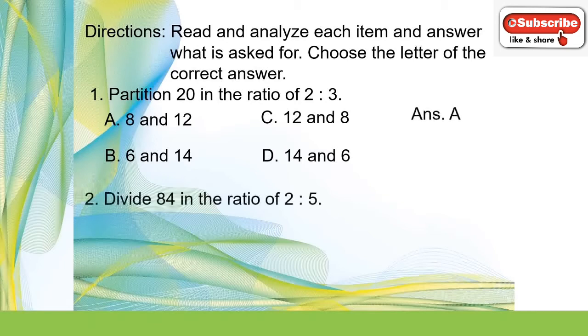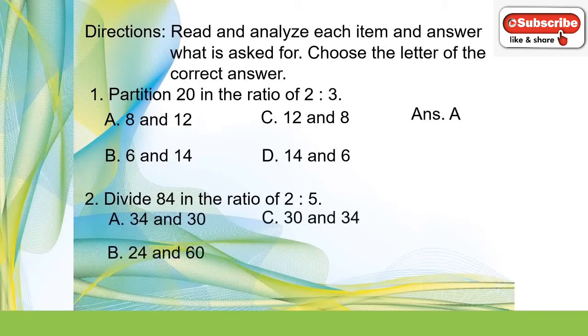Number 2. Divide 84 in the ratio 2:5. A. 34 and 30. B. 24 and 60. C. 30 and 34. D. 60 and 20. Write your answer now. Time is up. The correct answer is letter B.